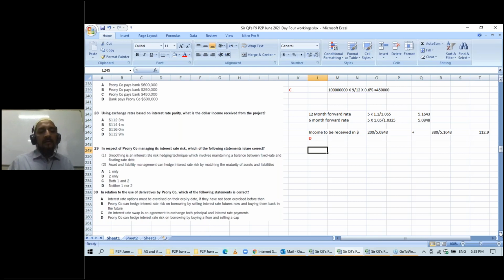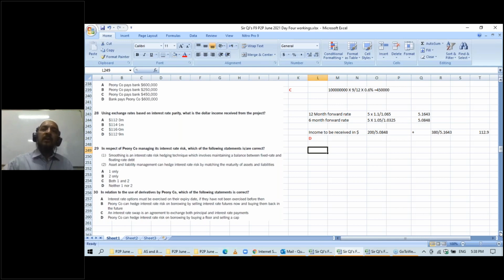And then asset and liability management can hedge interest rate risk by matching the maturity of assets and liabilities. So yes, this is also correct. If you have an asset for 4 years' time, a receivable for 4 years' time, you will be receiving interest on it. And if the interest rate increases, you will earn a profit on it. You will receive more interest.